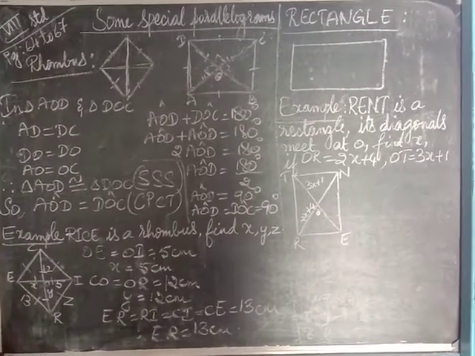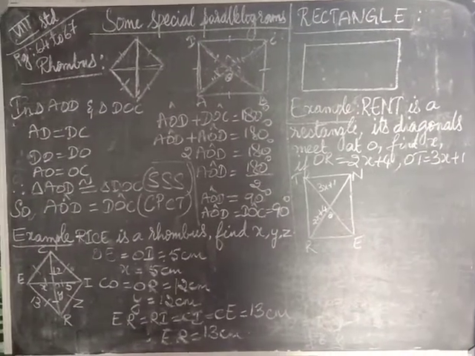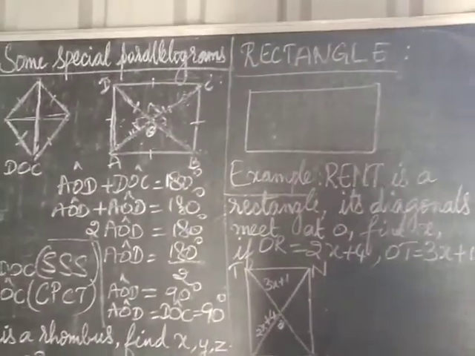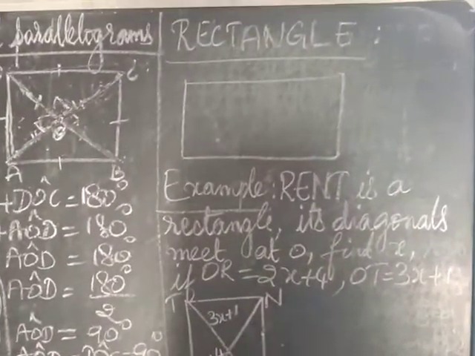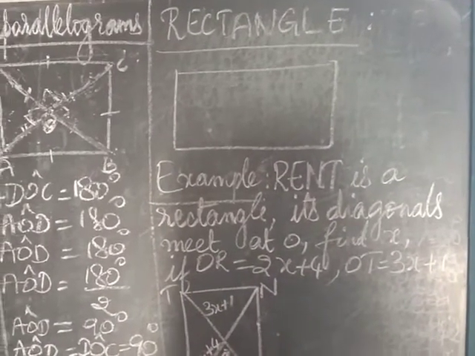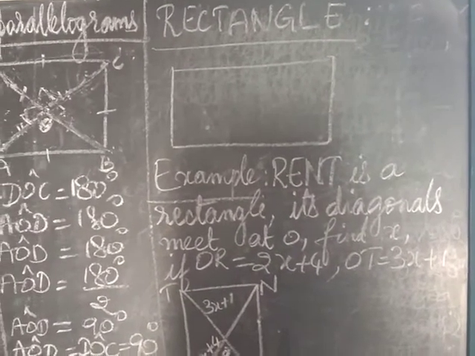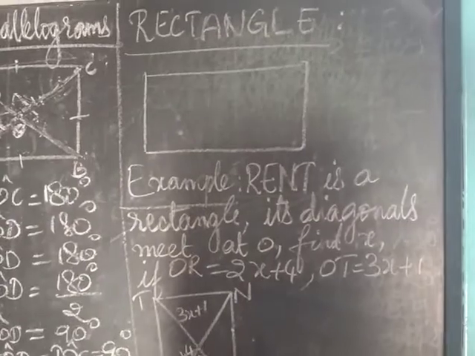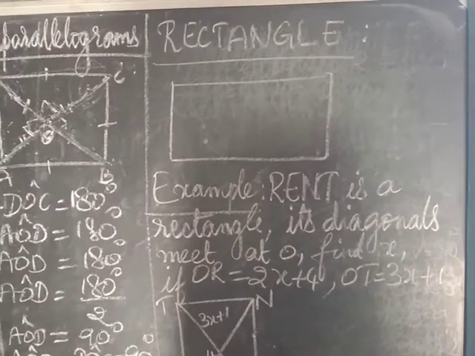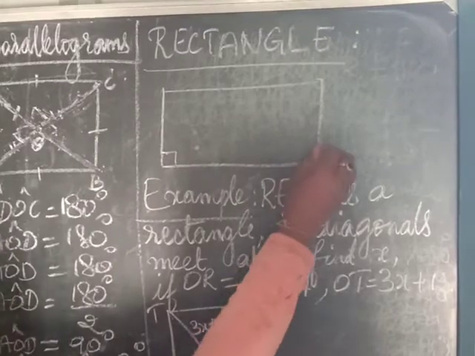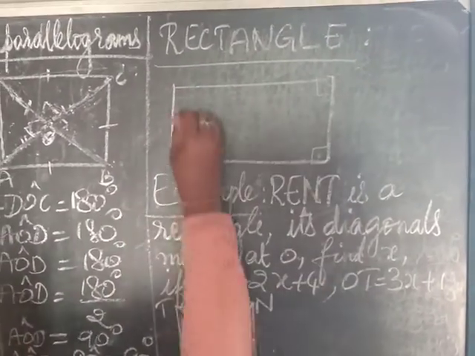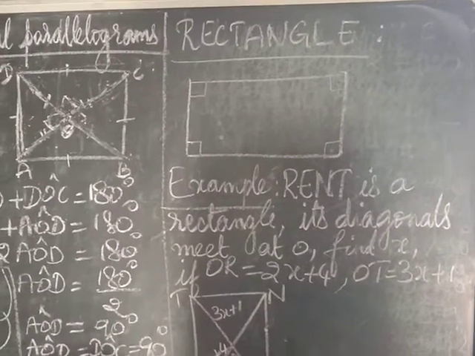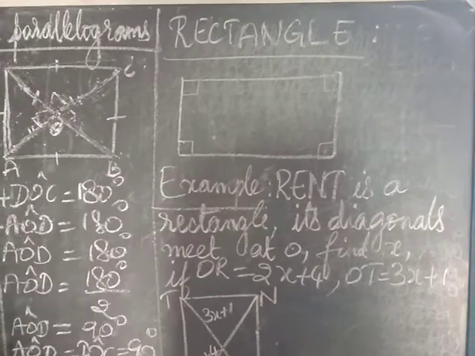Now let us move to the next special parallelogram, rectangle. You all studied about rectangle. So what is a rectangle? Rectangle has opposite sides equal. Since opposite sides are equal, it is called a special parallelogram. And how is a rectangle different from a parallelogram? Since each angle measures 90 degree. Each angle measures 90 degree, and all the properties of a parallelogram are the same for a rectangle.